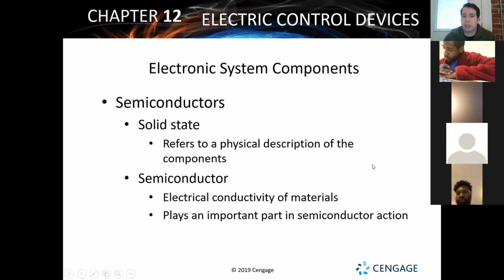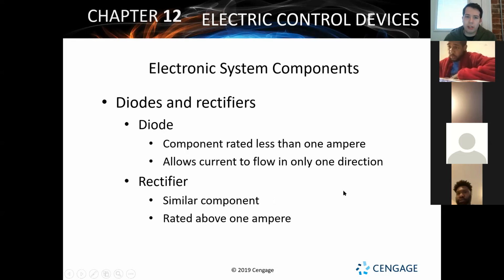The main thing to understand is if you ever see anything that says semiconductor or solid state in your books, or when you're looking online or researching, it's just talking about control boards. That's what that's referring to. Especially if you see solid state, that is a big indicator that you're dealing with control boards. So don't be intimidated by it.